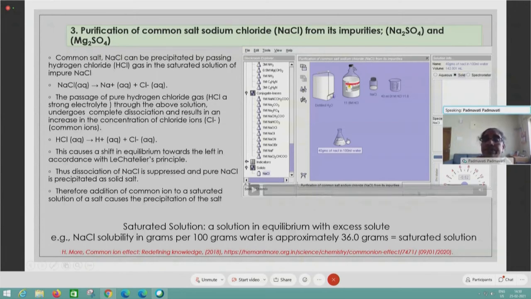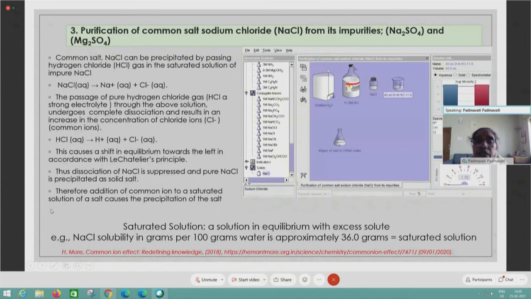Okay, so this is about the purification of common salt. Like that, you can purify other salts as well. I think it is still working. You can see the concentrations also here.